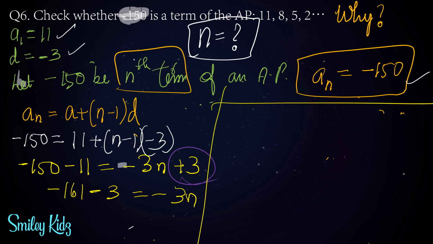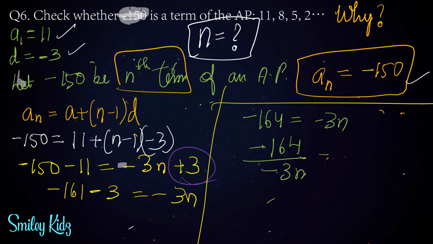So I hope we are good to go. Right. Then we have minus 164 is equal to minus 3n. So what is the value of n? It's going to be minus 164 divided by minus 3 is equal to n. I have transposed the minus 3 to the other side.